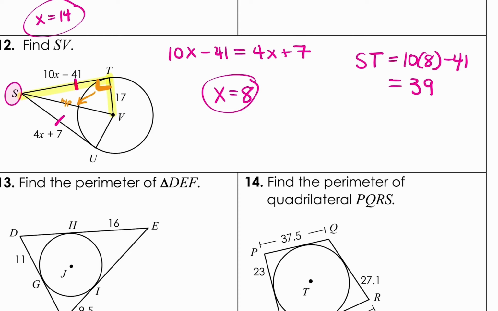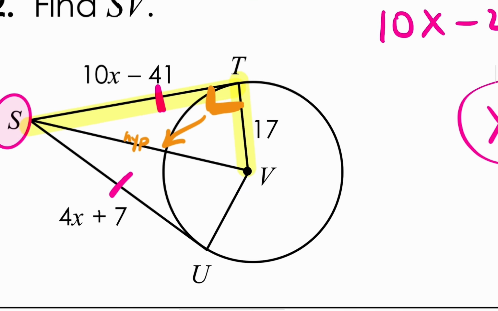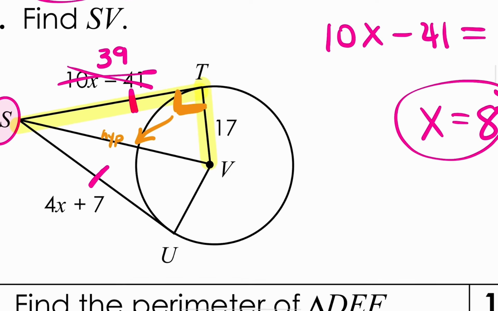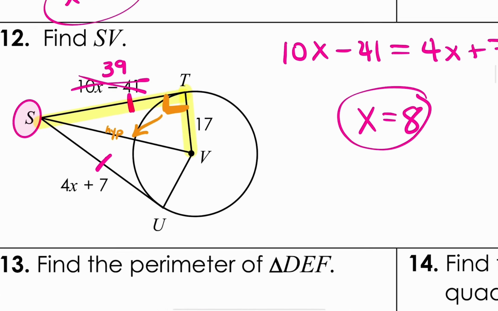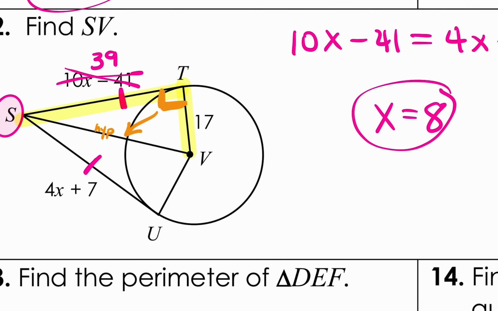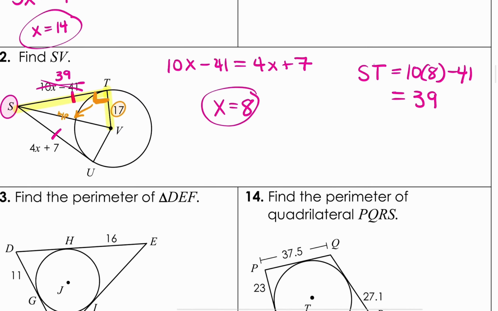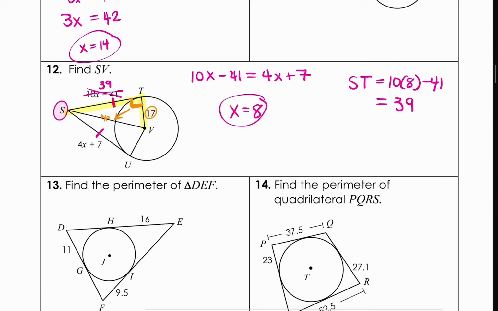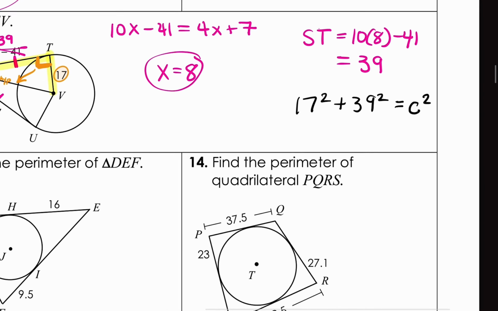Let me just plug this in. Okay, so now that you have ST is 39, you can cross that out. With that being 39, and then you were also given the 17 here. So you want to find the hypotenuse, and of course you would do that by using Pythagorean theorem since it's a right triangle. So you're going to do 17 squared plus 39 squared equals c squared.